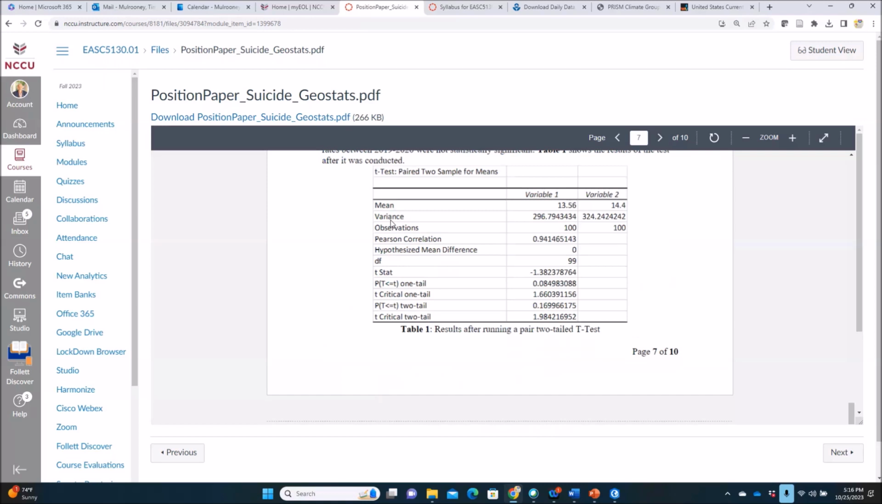Does this ring a bell? What kind of results do we get? The suicide rates actually went up, just not up enough for them to be statistically significant. Close. We're at 0.1699, close. They did go up, but not enough for statistical significance.